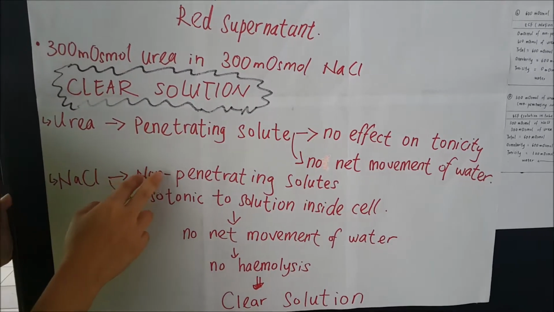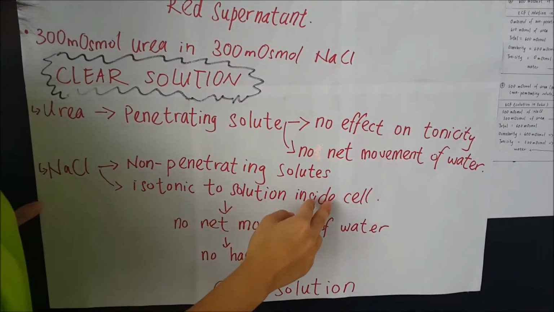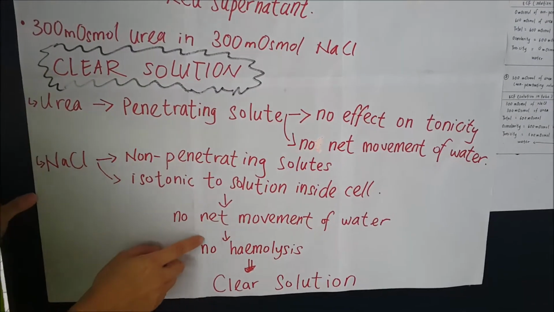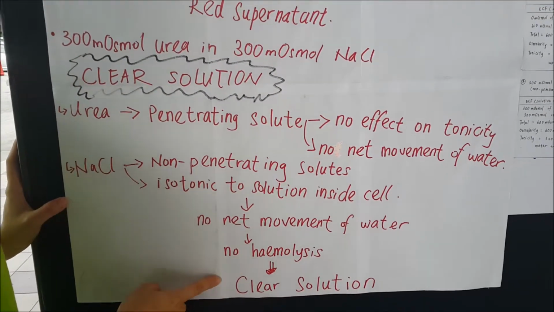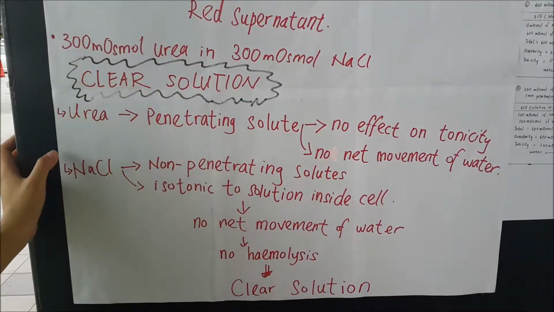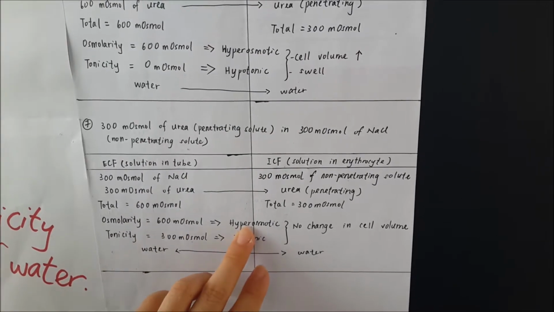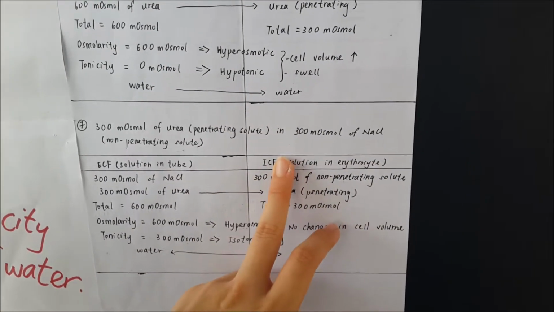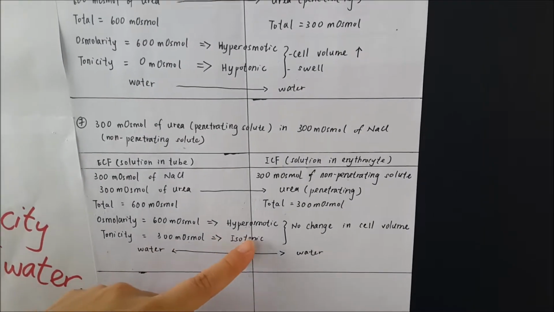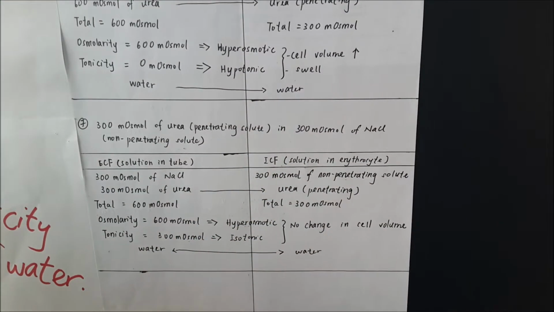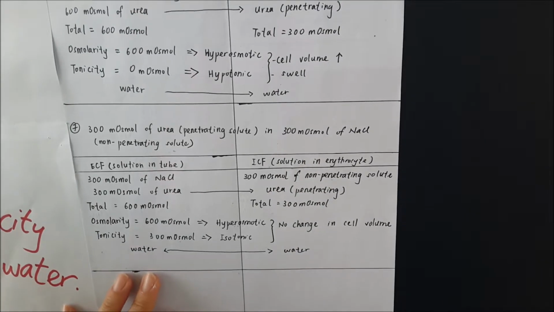This condition is the same for the 100 milliosmol of urea. And 600 milliosmol of sodium chloride, which is a non-penetrating solute, is isotonic to the solution inside the cell. So there's no net movement of water, hence hemolysis does not occur and a clear solution is obtained. Total osmolarity of the ECF is 600 milliosmol, which is hyperosmotic to the ICF. However, the tonicity is 300 milliosmol, which is isotonic to the ICF. So there's no change in cell volume because the net movement of water is zero.